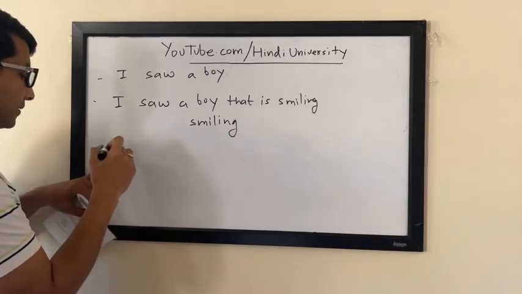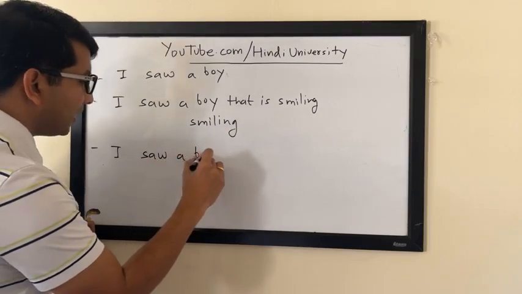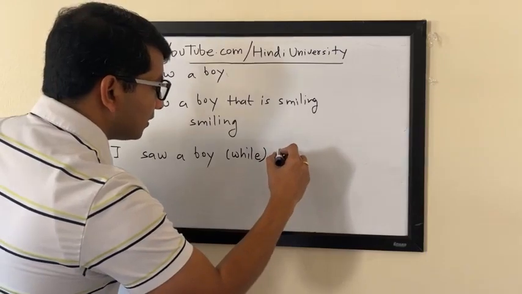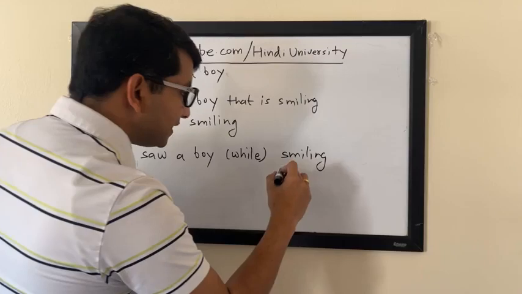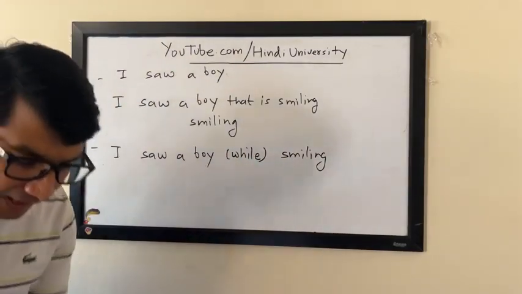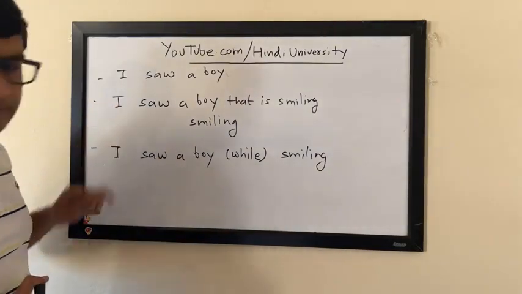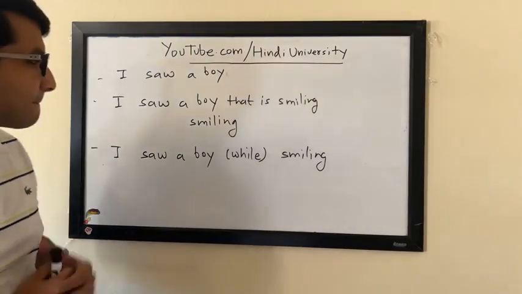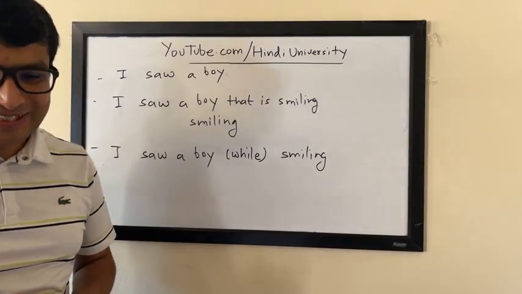The third one is I saw a boy while smiling. That means while the boy was smiling. Let me ask some of you if you see any difference between this sentence and this sentence. What do you think, Yirka? Is there a difference between this and this? In English right now, not in Hindi.